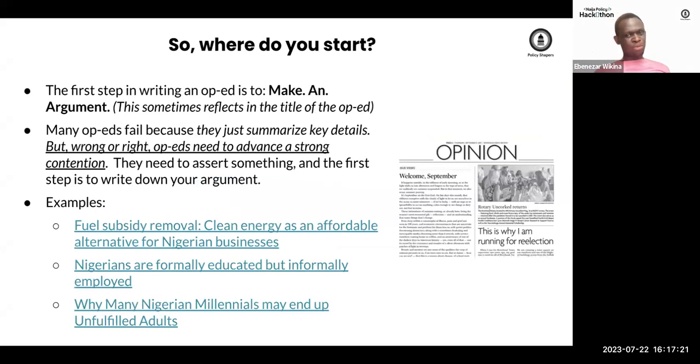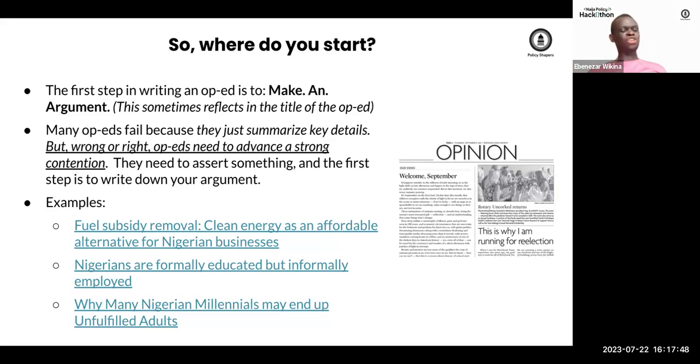First, I think the most important thing about an op-ed is that an op-ed is supposed to make an argument. Think of it as more like an argumentative essay. Those of us who did argumentative essays in school know that it's about a position, and you're trying to defend and explain why the position you're taking makes more sense.